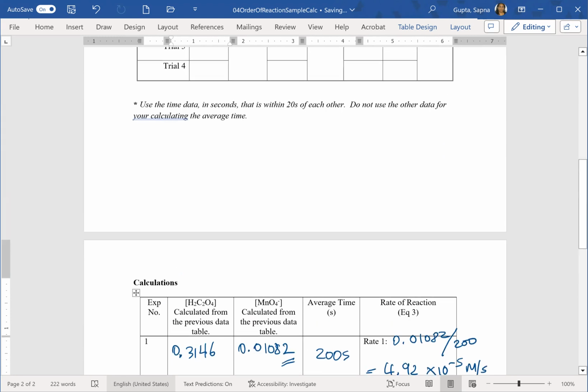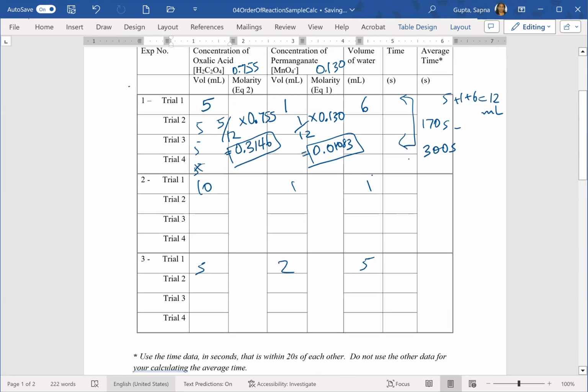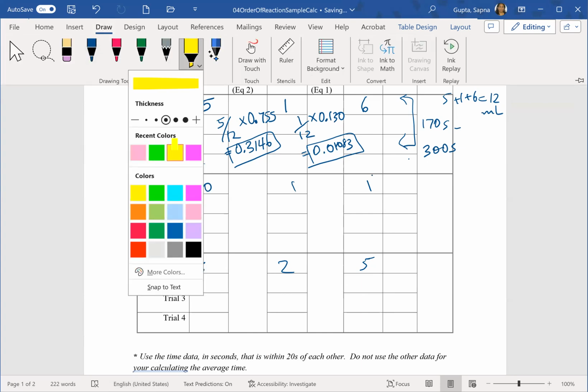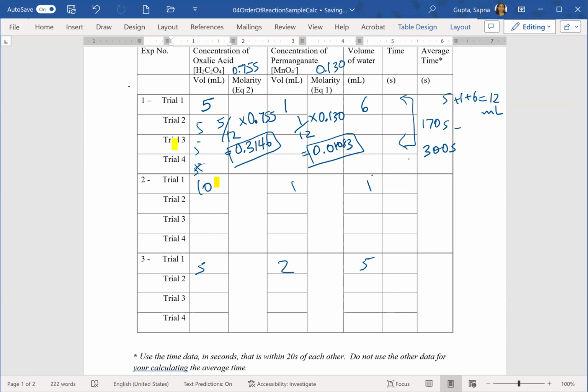Once you have the rate of reaction, let me show you, I don't want to make you dizzy by scrolling up and down, you will see that you have the same concentration for oxalic acid for trial 1 and trial 3, because they have the same volumes. And for trials 1 and 2, you have the same concentration for potassium permanganate, because you need to change one and keep the other constant. That's what we are trying to do here. So for oxalic acid, it's going to be experiments 1 and 3.